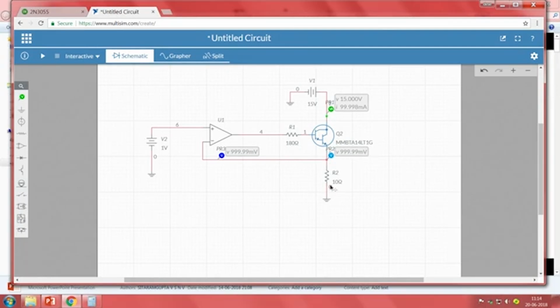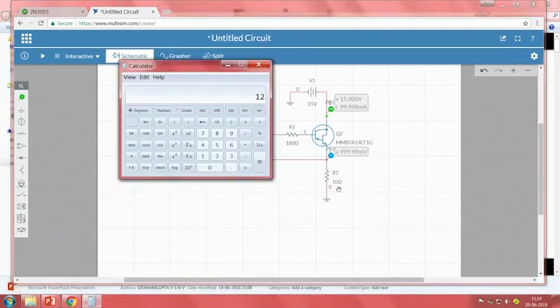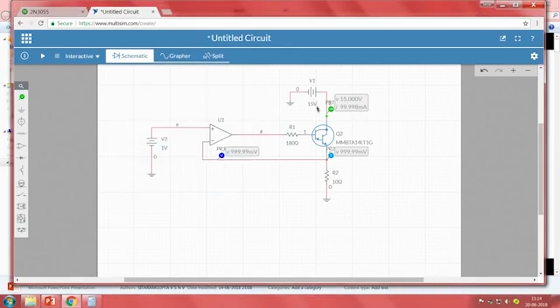Now, what will be the current? Since for simulation purposes I have used 10, 1 divided by 10, that is 0.1 amp, approximately 100 milliamps. If I see the current flow here, IC and IE are always close, related by alpha, and alpha is also 0.99, so it is also close to 0.1 amps.